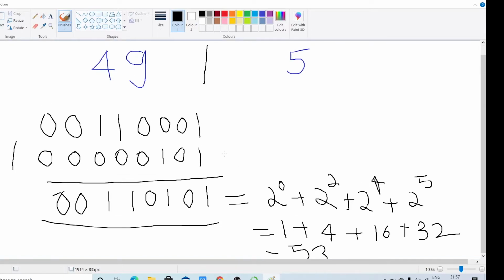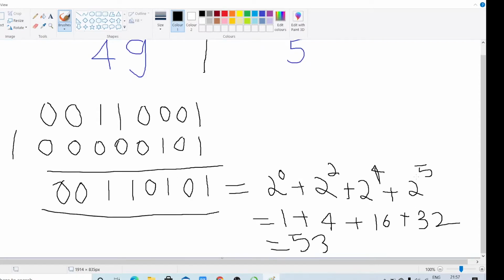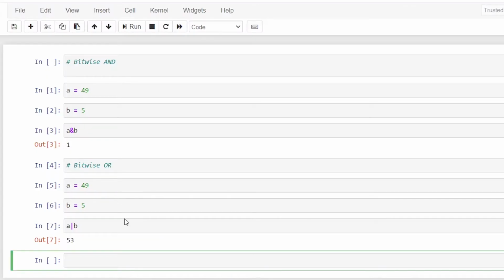Hence we found that by using the OR operator for the integer 49 and the second integer 5, we would get the value to be 53. Previously we looked at the bitwise OR operator. We had the first integer as 49 and the second one as 5. We found the bitwise OR for a as 49 and b as 5, which turned out to be 53. Now the next operator we are going to look into is the bitwise XOR operator.